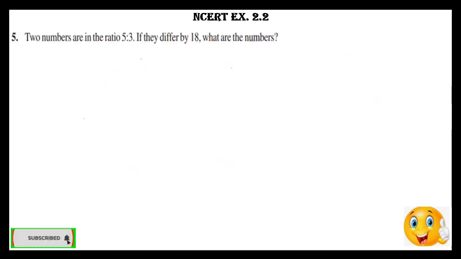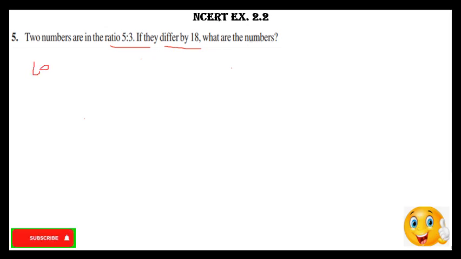Question number 5. Two numbers are in the ratio 5:3 and their difference is 18. So we have the simplest relation between the two numbers, that is 5:3. The exact numbers we are not aware of, so we will have to let the exact numbers. The first number will be a multiple of 5, and the second number will be a multiple of 3, but how many times we don't know, so we will let it be x times.